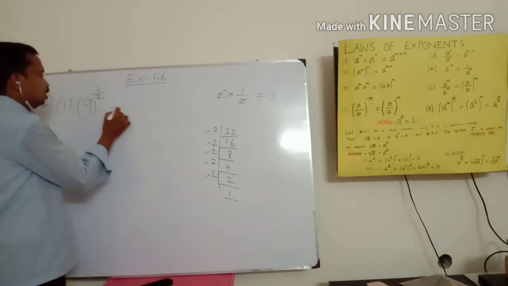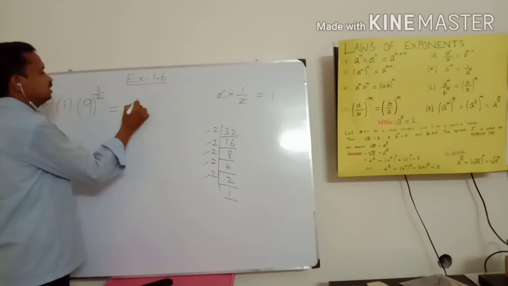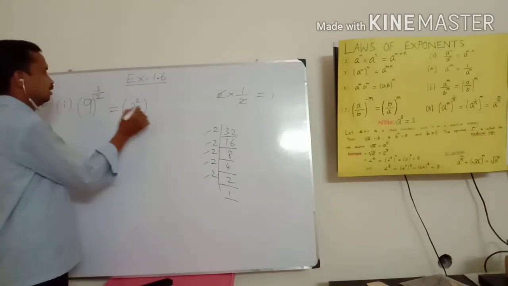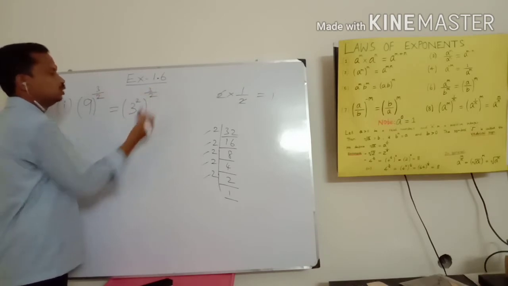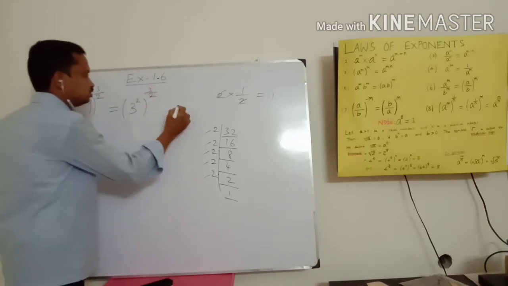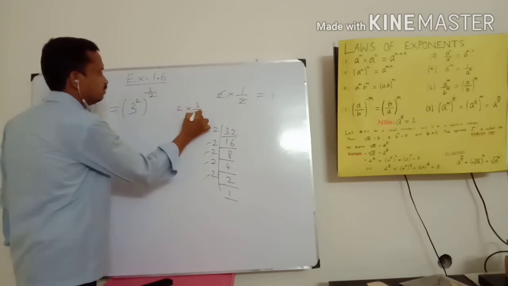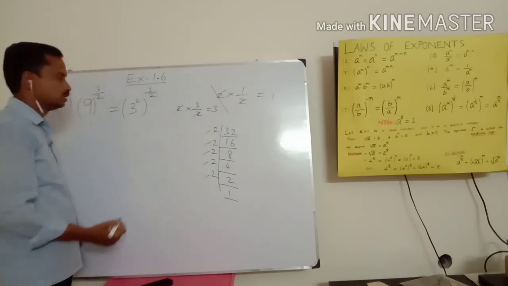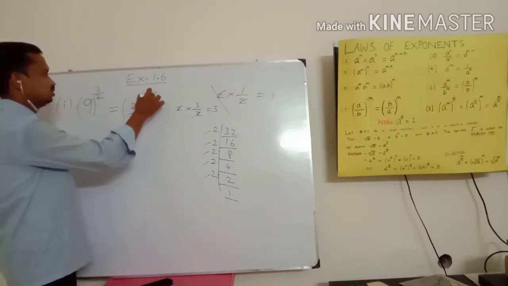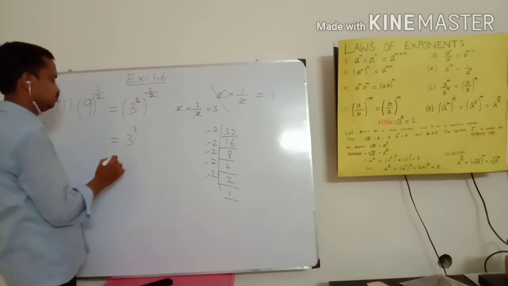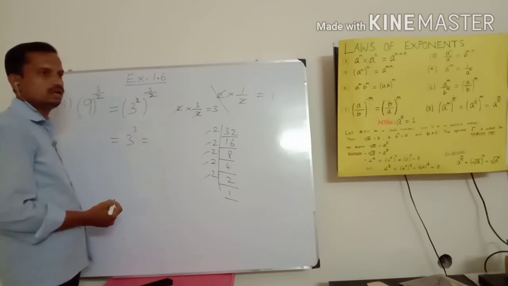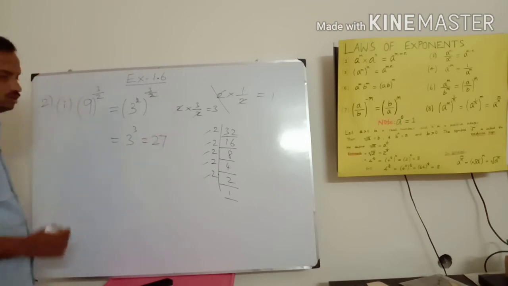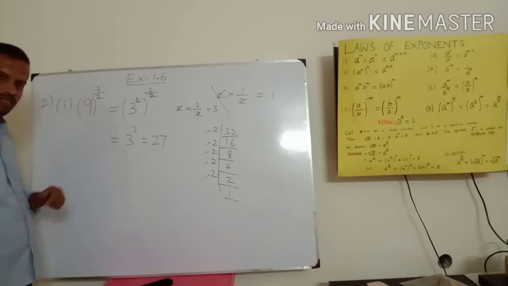So 9 we can write as 3 square, 3 into 3 is 9, and then the exponent is 3 by 2. Now you multiply power into power. What do you get? 2 cancels, you get 3 alone. After cancelling, we can write only 3 cube. So what is this? 3 into 3, again into 3, you get 27. So 27 is the answer for 9 power 3 by 2.